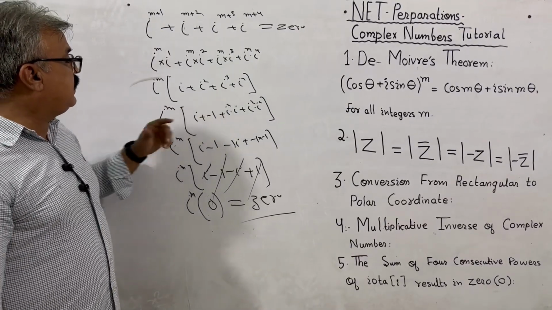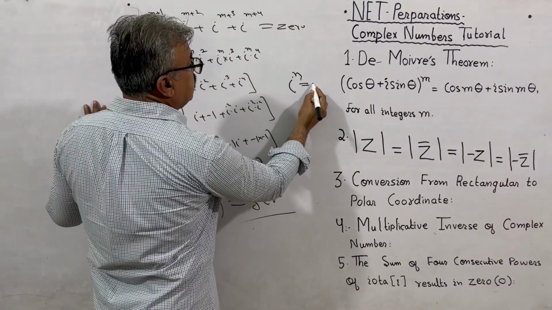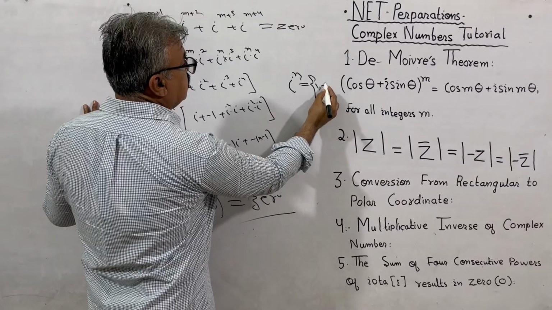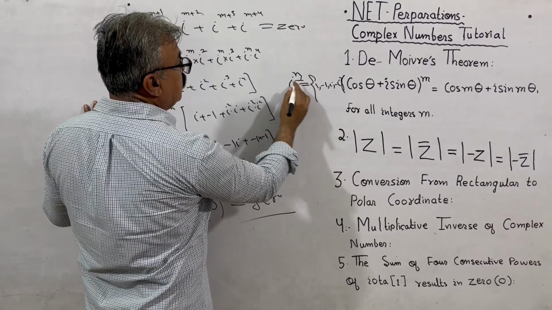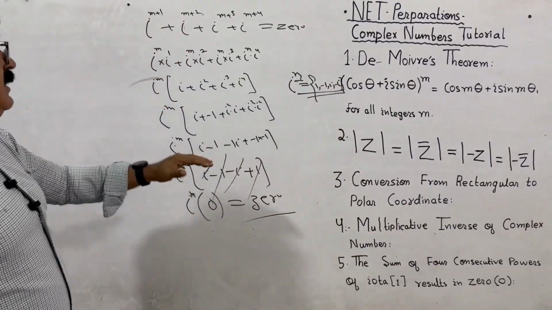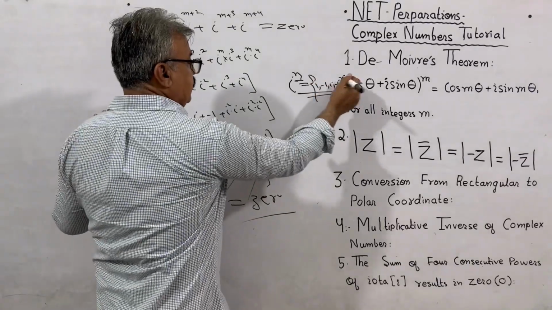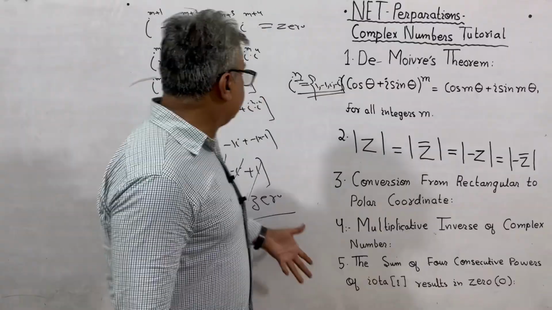Owing to the set of quaternions that I've already told you, iota raised n always results in 1, minus 1, iota, minus iota. If you take 4 consecutive powers, you are going to get all these in line. Sum them, they are equal to 0. So we are done with this question as well.